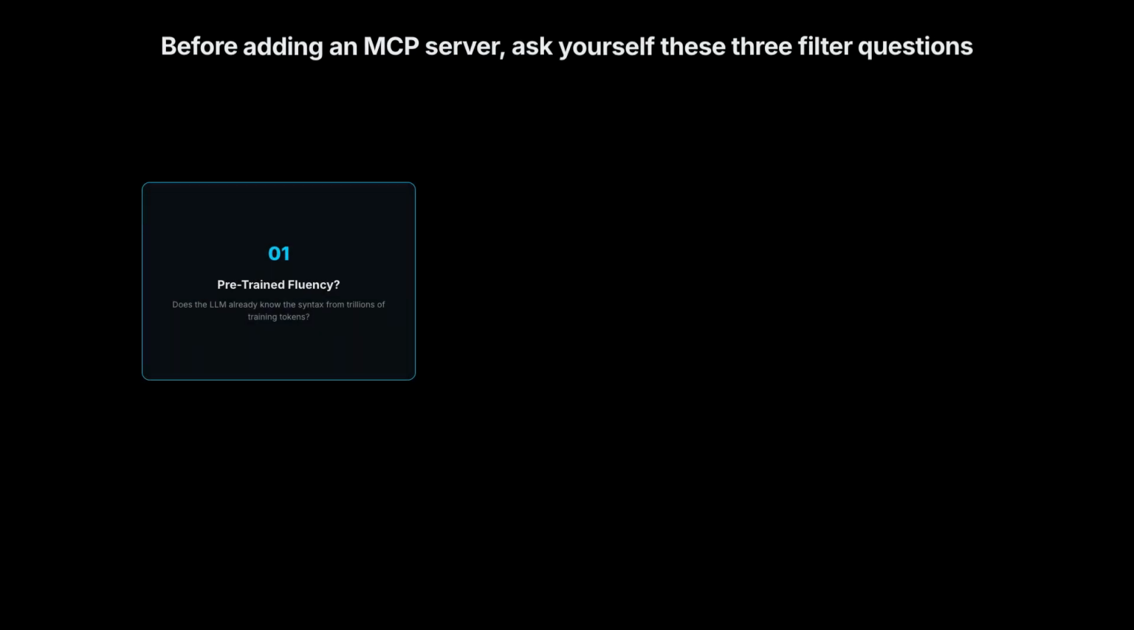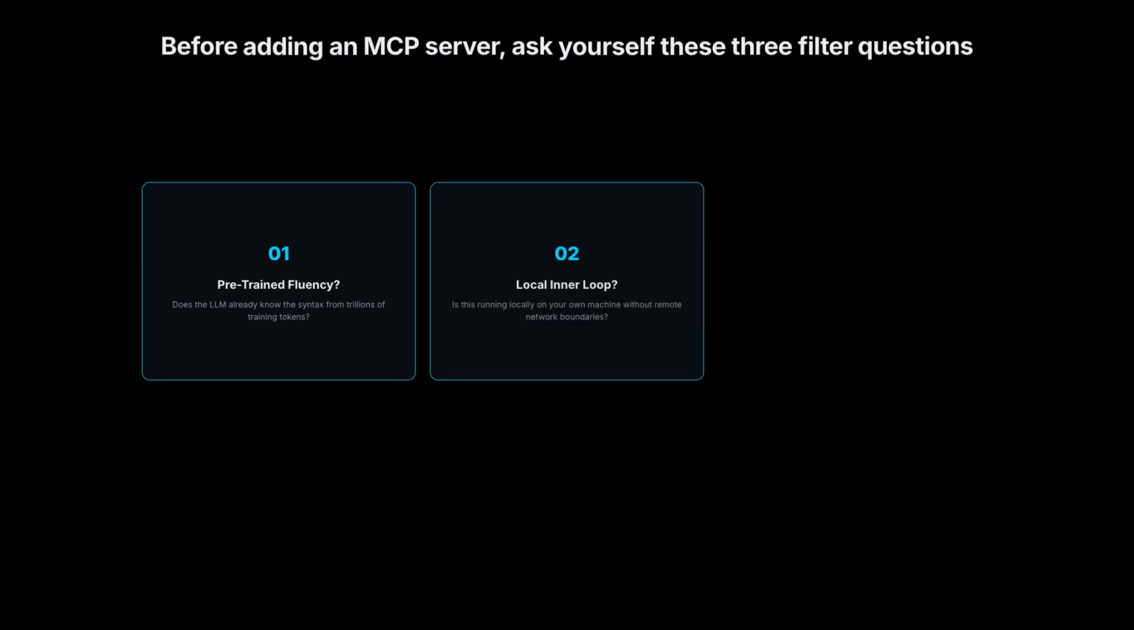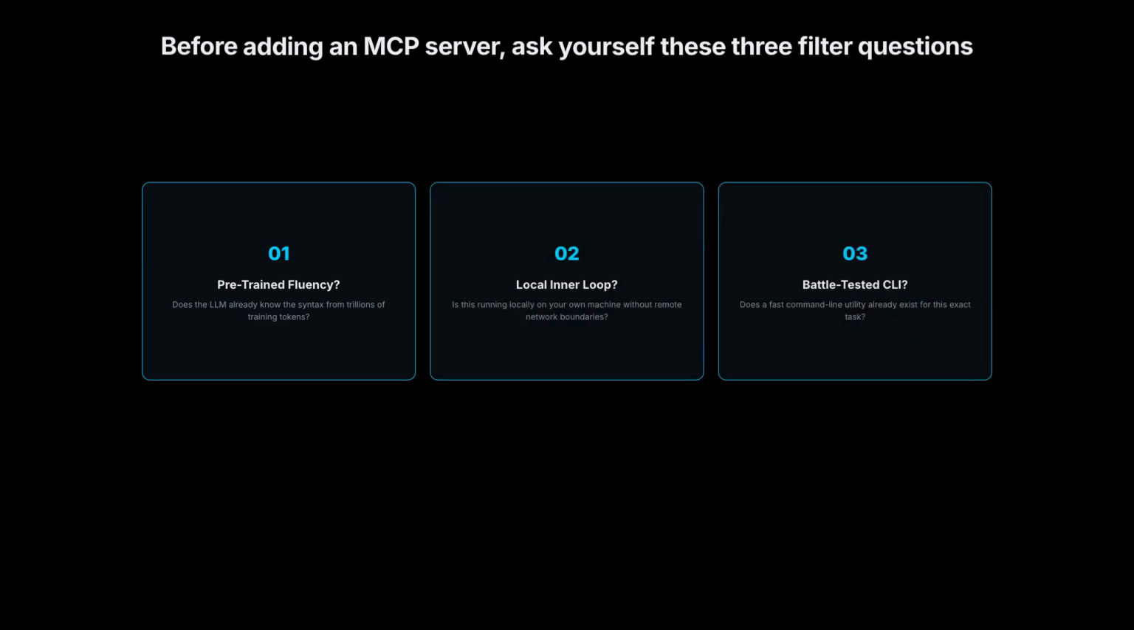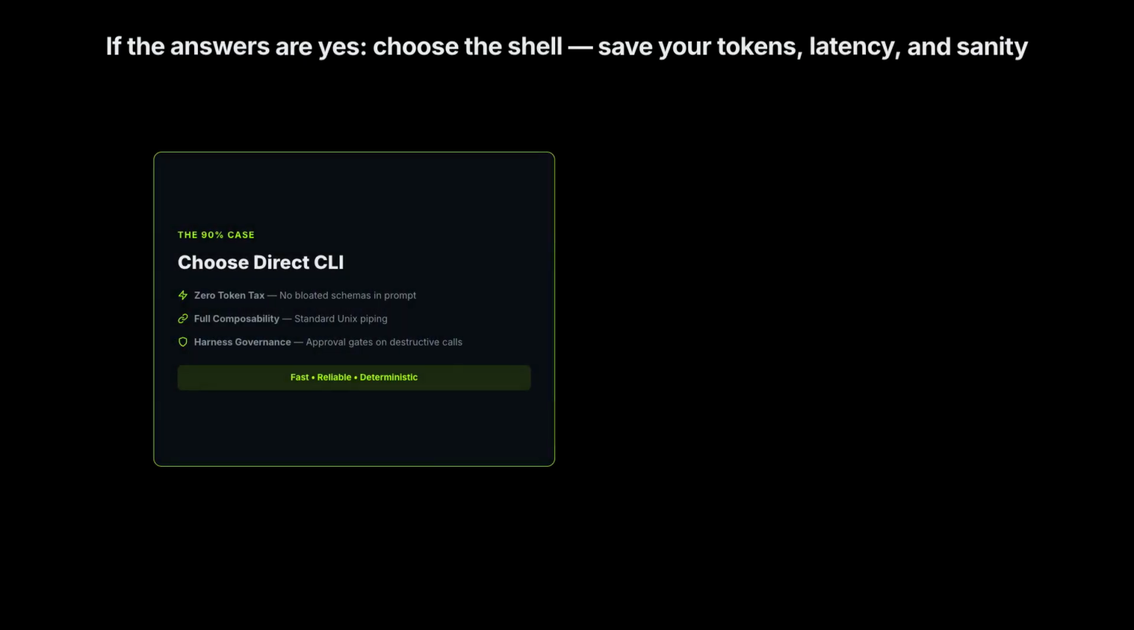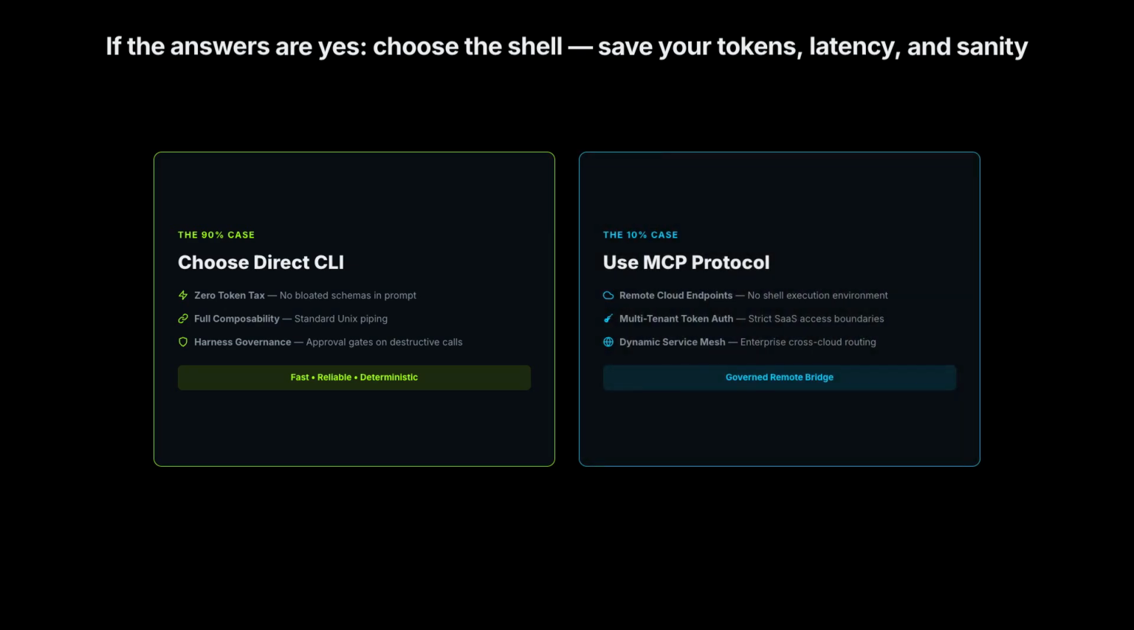Now, the cultural shift I want to leave you with. Structure still matters, but only when it earns its cost. For every tool you add, ask 3 questions. Does the model already know this interface? Is the work local and single user? Does a good command line exist? If the answer to those is yes, use the command line and your harness. Only reach for MCP when the answers lean no.